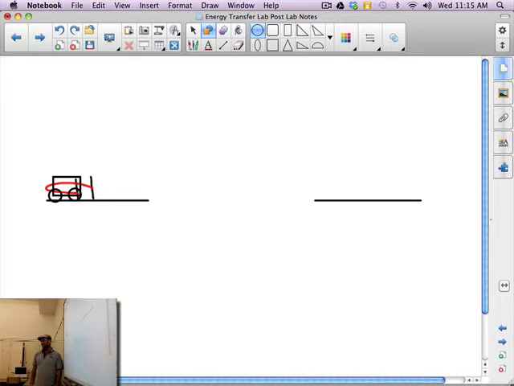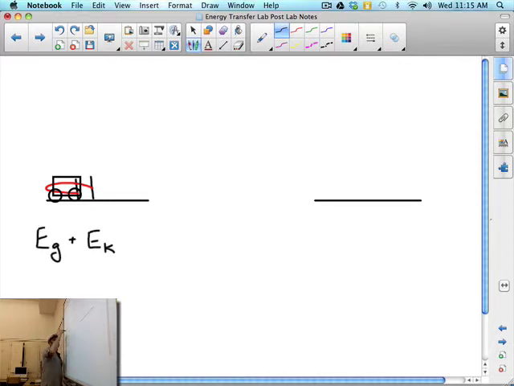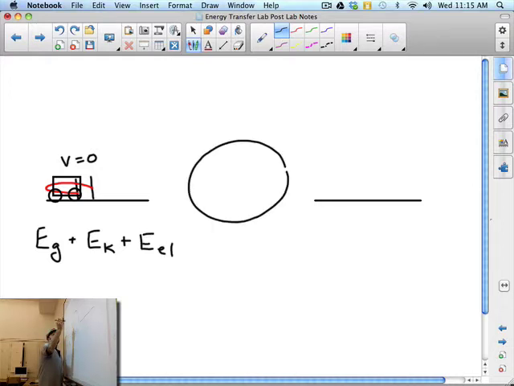You guys cool with that? Careful. Thank you. So we're not worried about EG. We're not worried about EK in the beginning. Is it moving in the beginning? I'll add V equals 0. But you're correct, there's energy stored in the rubber band. So our system is what? Car and rubber band. Good.